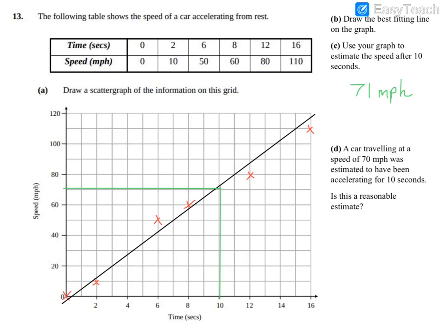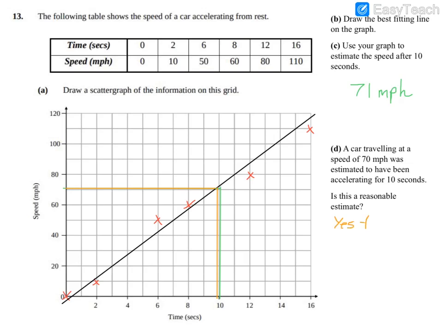Good. Now we need to do part D, the last part. A car travelling at a speed of 70 miles an hour was estimated to have been accelerating for 10 seconds. Is this a reasonable estimate? Well, it's sort of the same as this question, but backwards, isn't it? If our car is travelling at 70 miles an hour, 70 miles an hour is here. Ooh, a little bit too high. 70 miles an hour is about here. There we go. We hit our line of best fit. We come back down again. Yeah, maybe it's slightly less than 10 seconds, but that's a pretty good estimate, isn't it? We're not trying to be super accurate here.